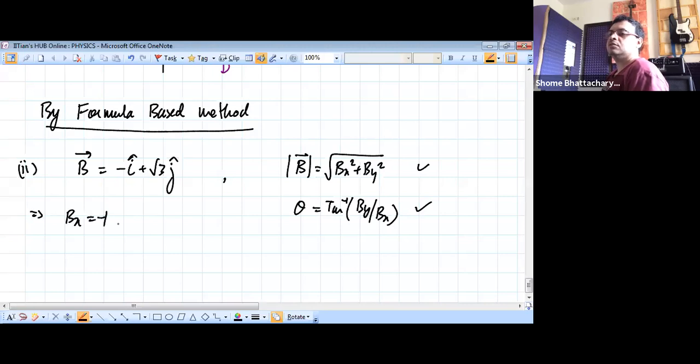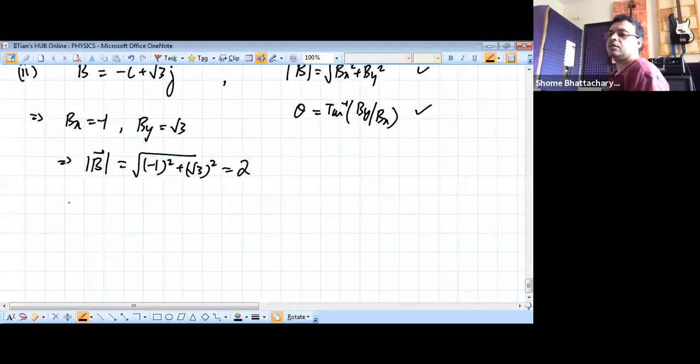bx is minus 1, by is root 3. So for the magnitude of b, there's no problem. It is just the square root of this; the minus sign makes no difference whatsoever. So we know that this is 2. But it makes a lot of difference in the angle. Theta is equal to tan inverse of by by bx, so that is becoming tan inverse of minus 1 by root 3.